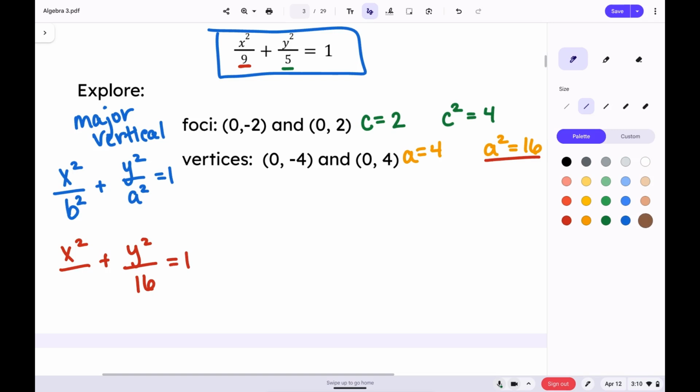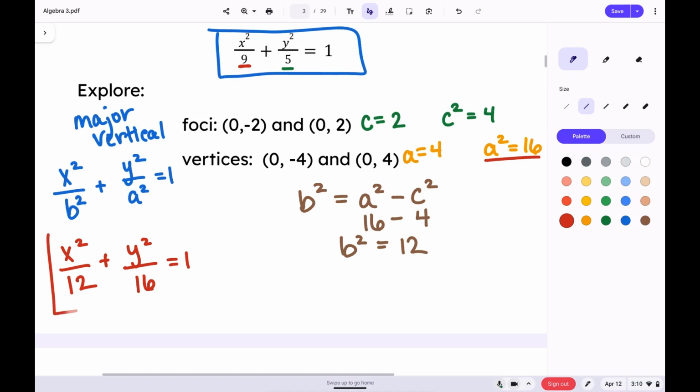Now I need to find my b, because that needs to go underneath the x squared. So remember the equation we talked about a little bit ago? To find b squared is to take your a squared minus c squared. So 16 minus 4 would be 12. And that's going to be our b squared, and that's what should go underneath the x. So this would be your equation. x squared over 12 plus y squared over 16 equals 1.